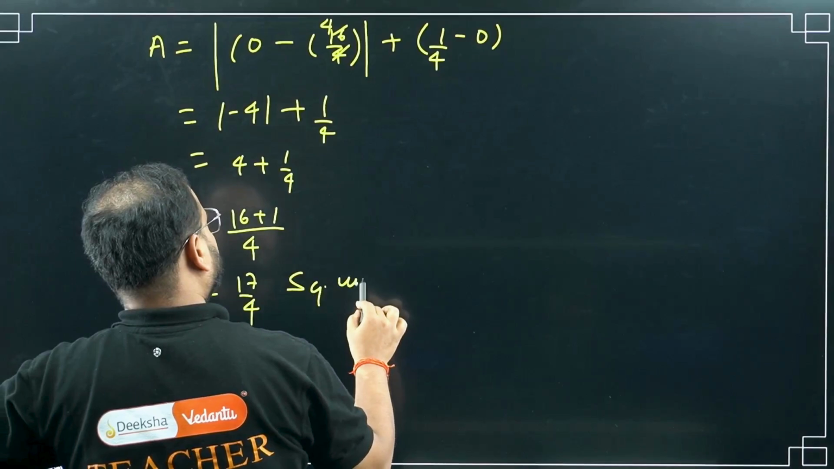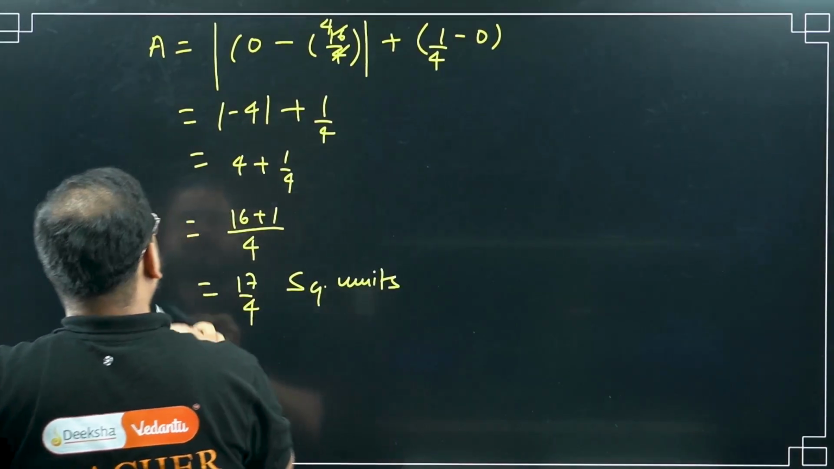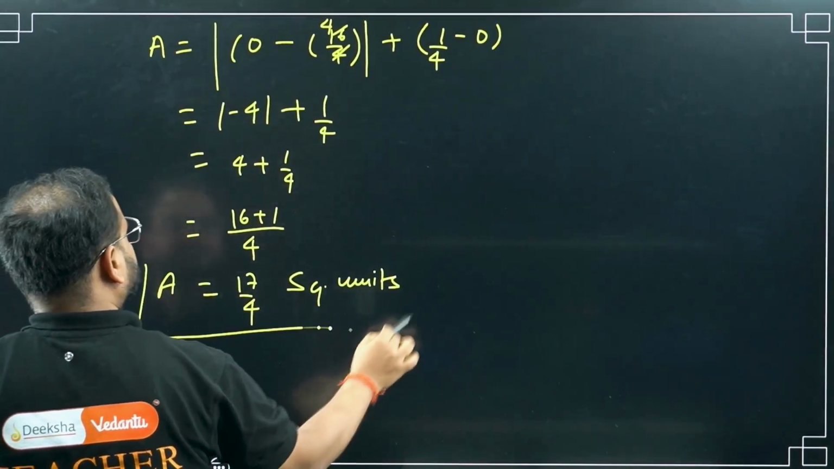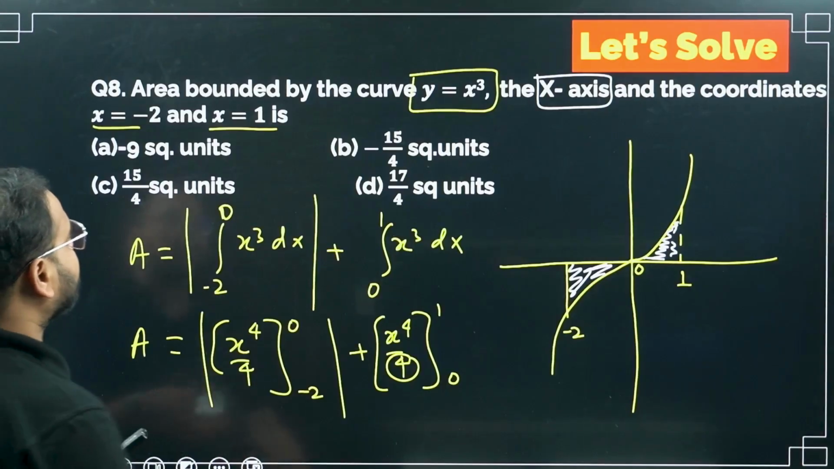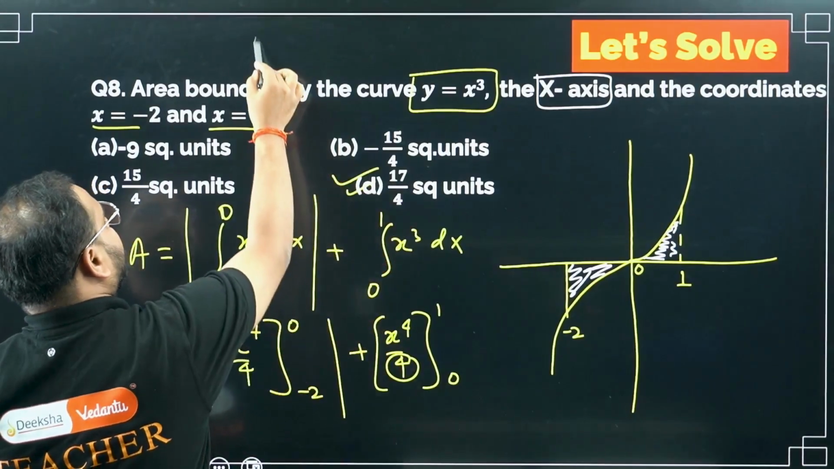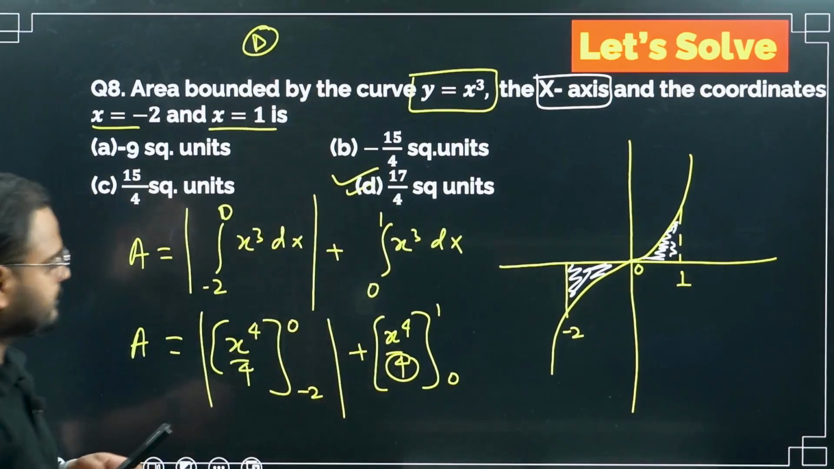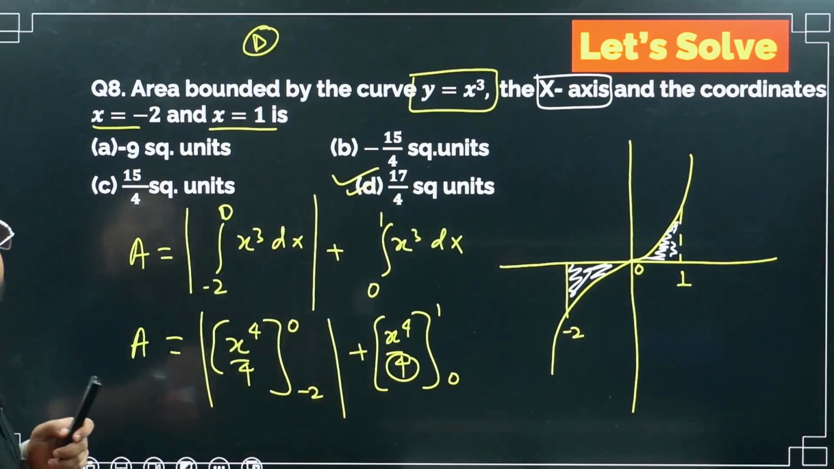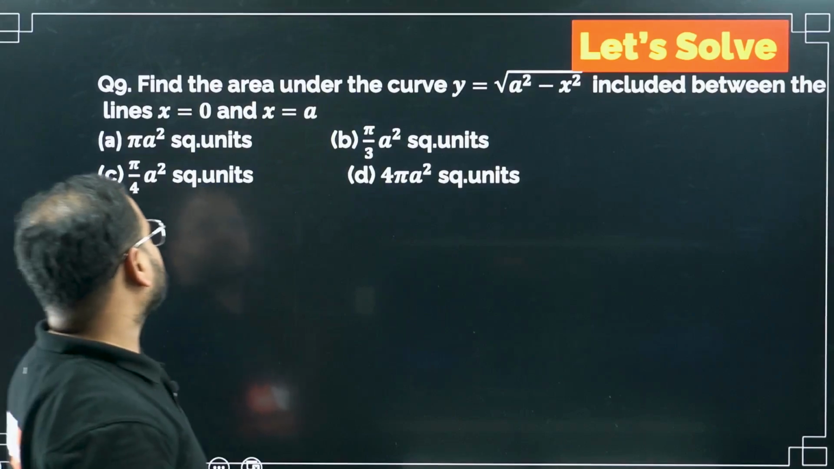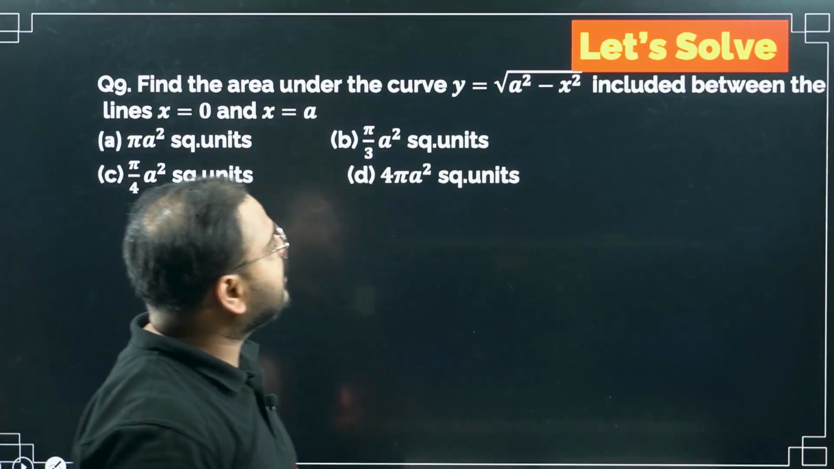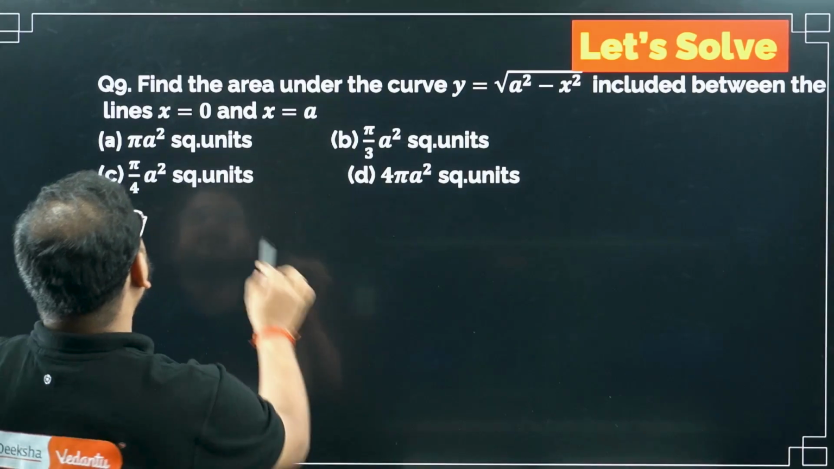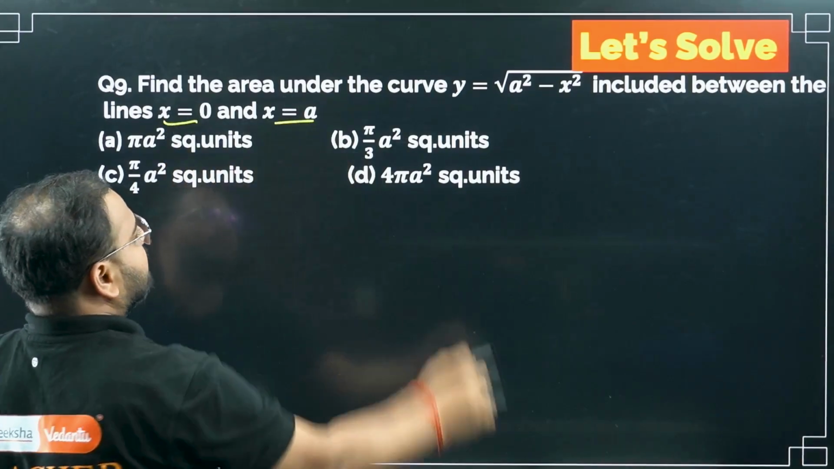Area, so square units. This is the final answer. Have a look, option number D. Simple enough. Moving on. Question number 9. Find the area under the curve y equals a square minus x square included between x equals 0 and x equals a.